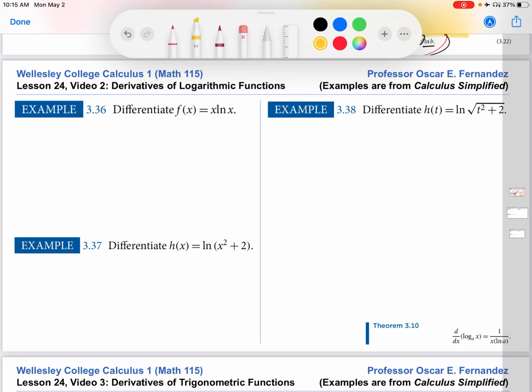Hi, this is Professor Fernandez, and this is video 2 in lesson 24. So here we're going to differentiate logarithmic functions, and you see 3 examples here on the screen from Calculus Simplified.